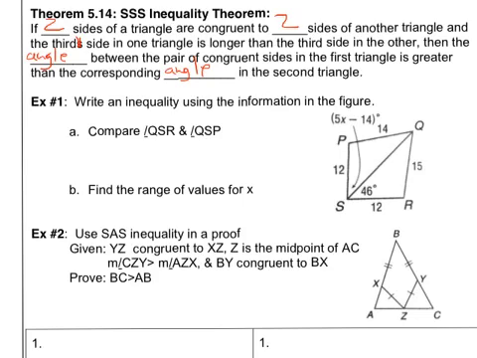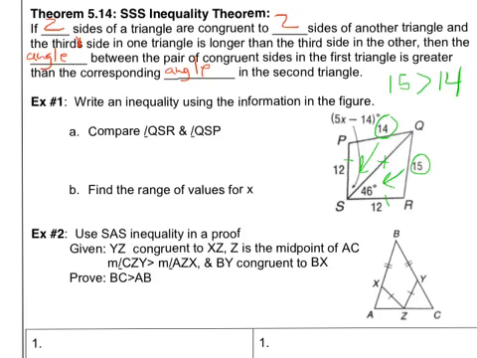So take a look at this problem here. It says write an inequality using the information in the figure. They want us to compare QSR and QSP. Well, here's what we need to see. We have PS congruent to SR because they're both 12, and we have QS obviously congruent to itself. And here I have a side of 15 and a side of 14. Well, remember, 15 is greater than 14, right? Well, that means the angle that it is opposite of is going to have the same relationship.